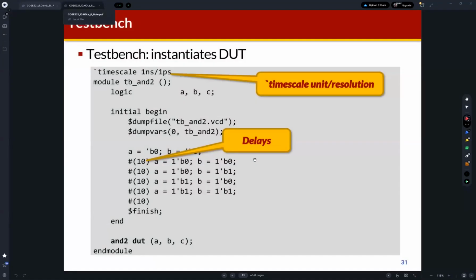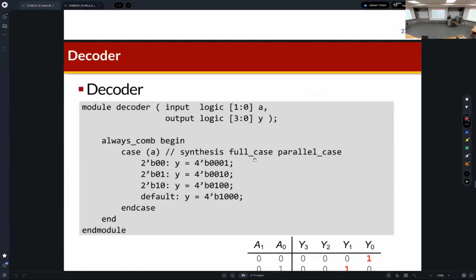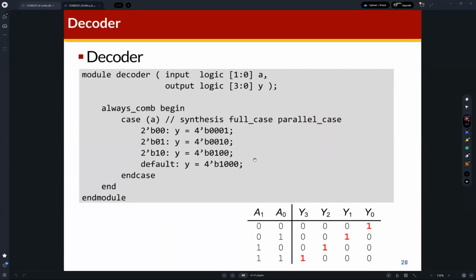Then let's see how to implement a decoder using SystemVerilog. Also it's very simple. We can define the output based on the input values, which means that we can implement the decoder using this statement, right?